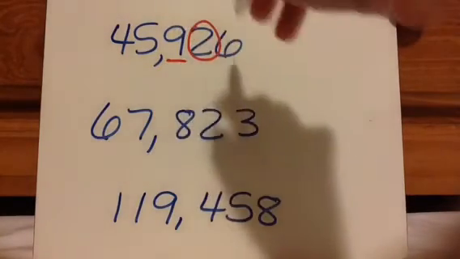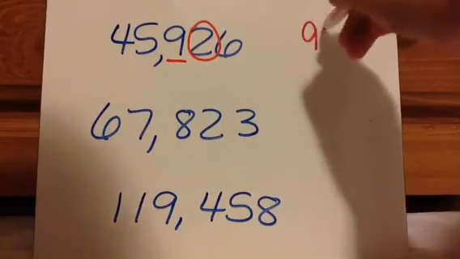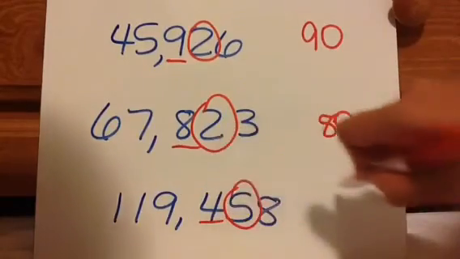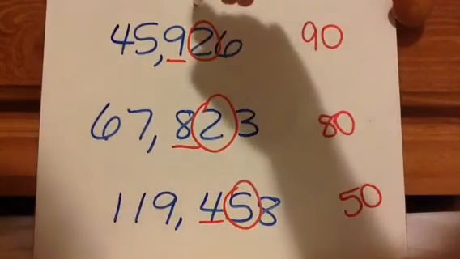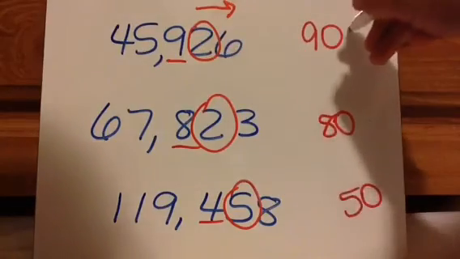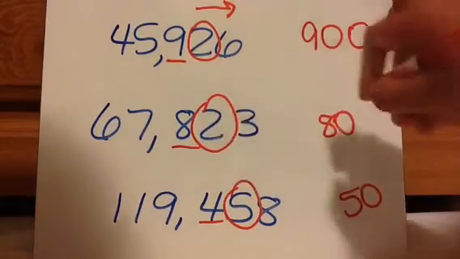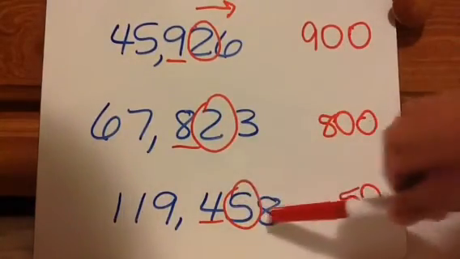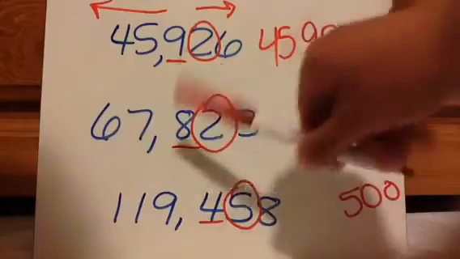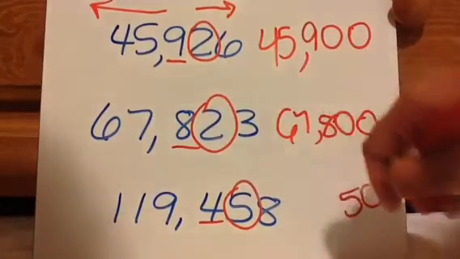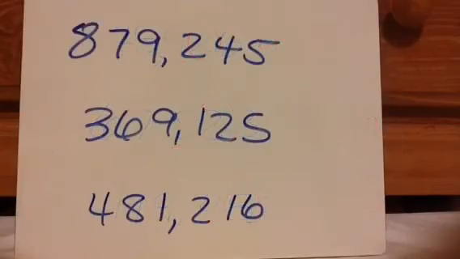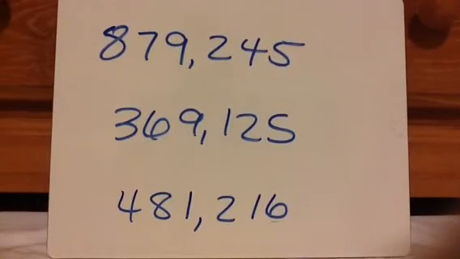Okay, so just looking at the 92, that's closer to 90. Just looking at the 82, that's closer to 80. Just looking at the 45, that's closer to 50. So like I said, anything circled and to the right becomes a 0. So this already became a 0. See, the only thing I have is another 0 here. This became a 0, so there's one more 0 after it. This became a 0, there's only one more 0 after it. And everything to the left stays the same. So 45,900, 67,800, 119,500.